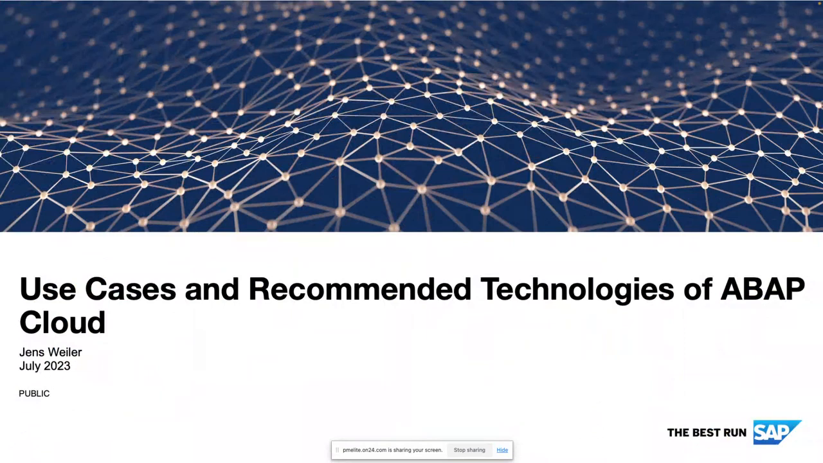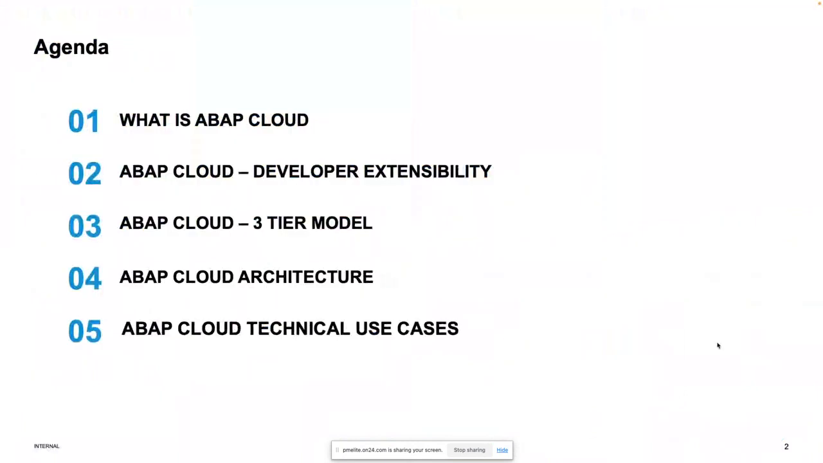So, thank you all for joining. Let's go a little bit deeper into ABAP Cloud, what it is and which are the recommended technologies we are using in ABAP Cloud. But first of all, let's take a look at the agenda. A short recap: what is ABAP Cloud, for those of you who maybe have not seen last week's presentation with Boris Gebhardt. Then we'll go a little bit into the extensibility models with ABAP Cloud, taking a short look at the architecture idea of it, and then see the technical use cases and the technology we recommend for ABAP Cloud.